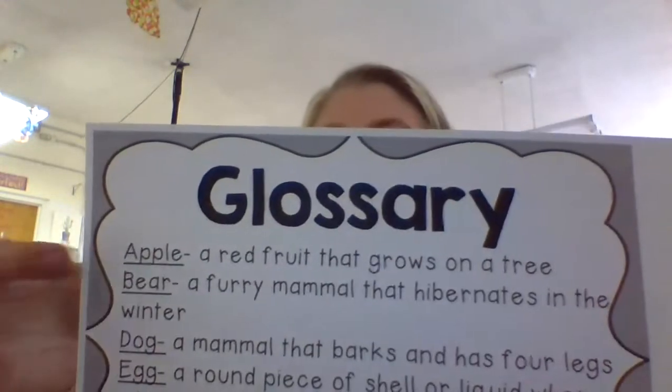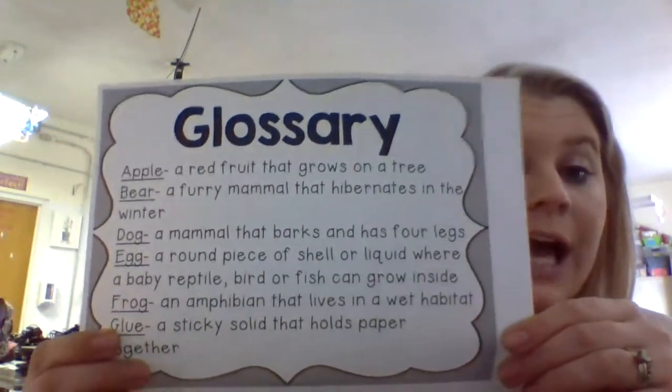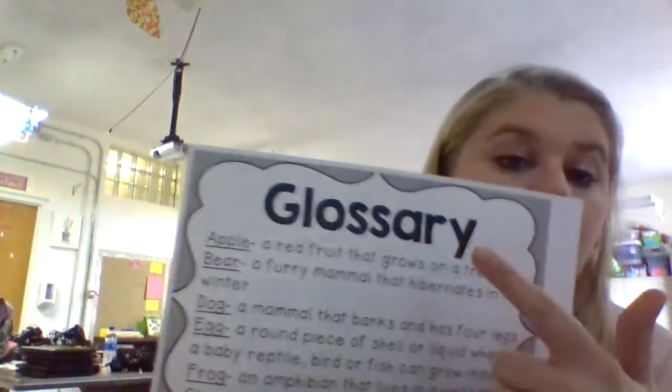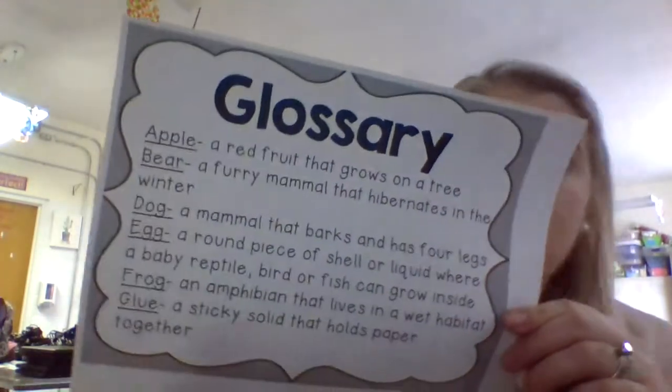Also at the back of the book is the glossary. As you're reading, there are going to be some vocabulary words in bold or underlined, and a lot of times they're going to be words that you might not know. You can go to the glossary, where they're done in alphabetical order, and find what those words mean. So if you're reading and you don't know what a frog is, you can tell it's a vocabulary word because it's bold or underlined. You go to the back and read, oh, okay, a frog is an amphibian that lives in a wet habitat. I've got it.